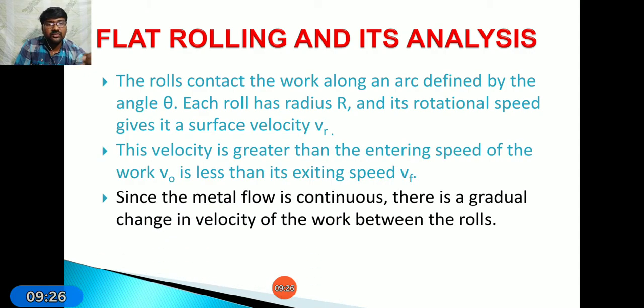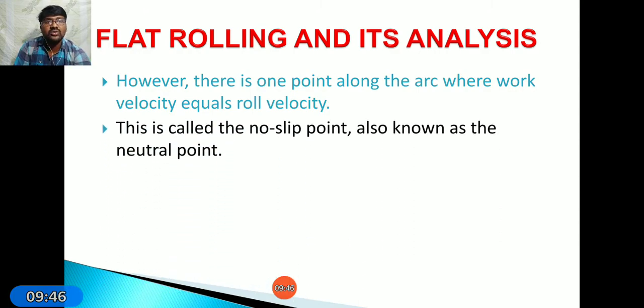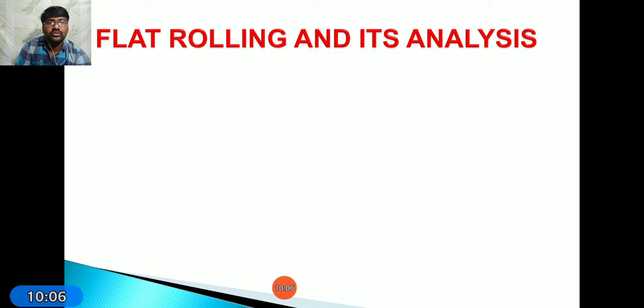Since the metal flow is continuous, there is a gradual change in velocity of the work between the rollers. However, there is one point along the arc where work velocity is equal to roll velocity. That point is known as the neutral point or no slip point. At that point the velocities of both roller and work are equal, no slip occurs, that is slip is 0. On either side of the point, slipping and friction occur between the roll and work. Due to this slipping and friction, the workpiece will move forward.